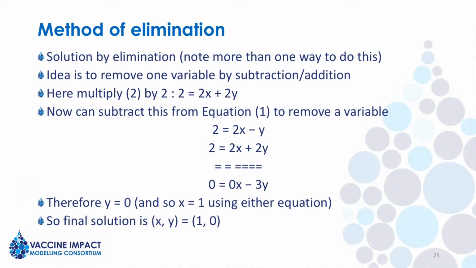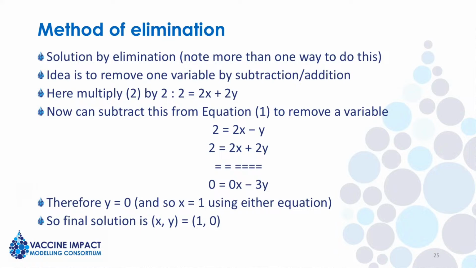That means that we can solve for y. Now y is left on its own, x disappears because it's multiplied by 0, and we get a value for y. So y is equal to 0. If we put that back into one of these equations, we can then get a value for x. So the solution for this is x and y are equal to 1, 0.